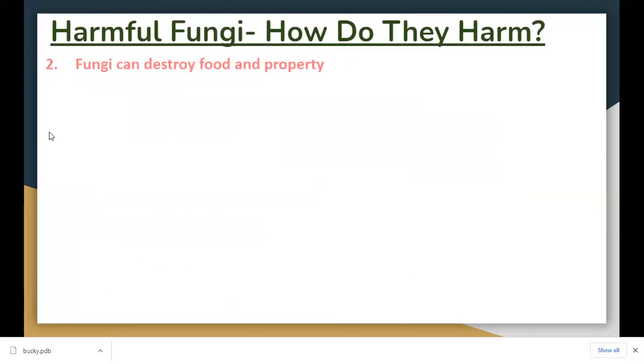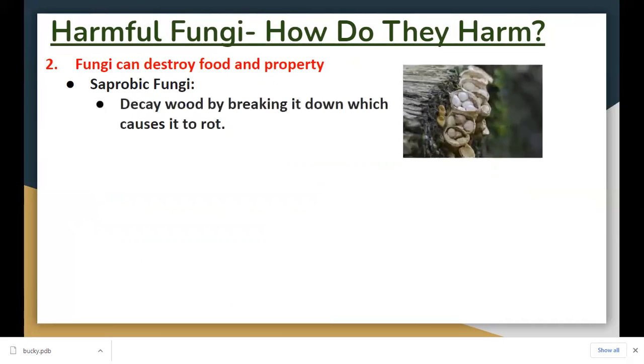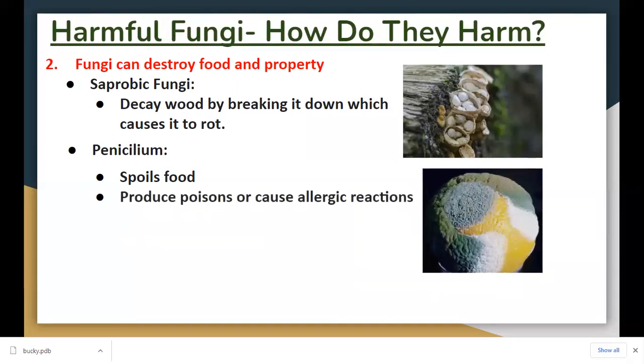Okay, harmful fungus. Fungi can destroy food and property. The saprobic fungi decay wood by breaking it down, which causes it to rot. So you don't want to see this kind of fungi in your trees. Penicillium can spoil food. It also can be helpful with the antibiotics, but it can also spoil food. It can produce poisons or cause allergic reactions.